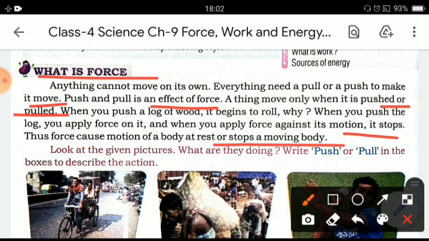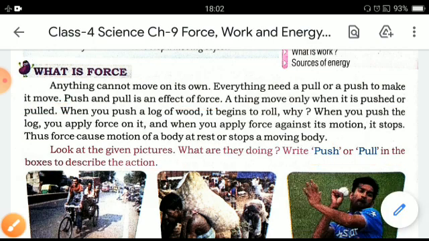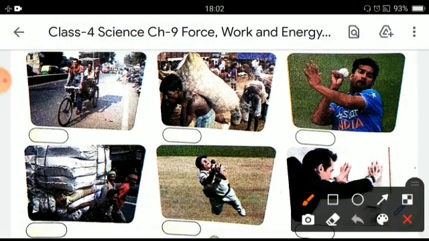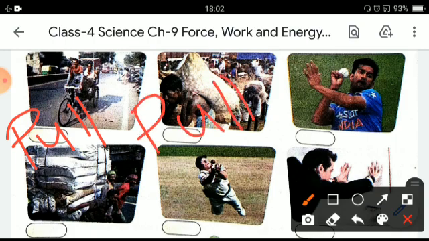Now look at the given pictures here. What are they doing? Now you have to write push or pull in the boxes to describe these actions. In picture number 1, the rickshaw puller is pulling and the motion is pull. In picture number 2, the men are carrying sacks on their back. It's also a pull.